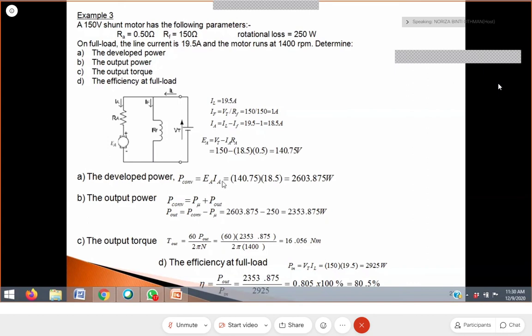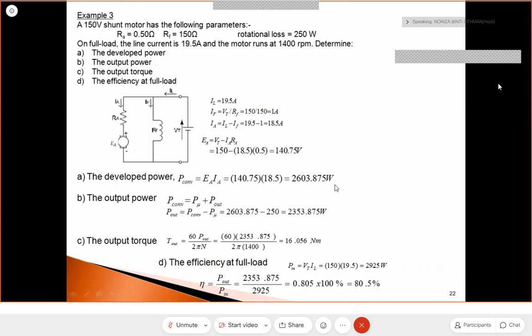Okay. EA yang you dapat ni, so that's why kita kena buat benda ni untuk dapatkan EA. EA and then IA you dapat 18.5. So you dapat 2603.875.